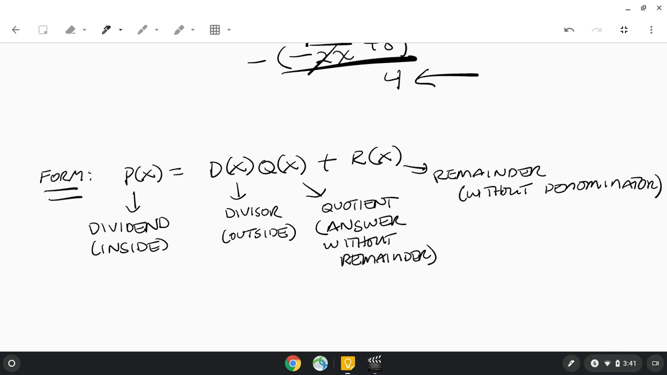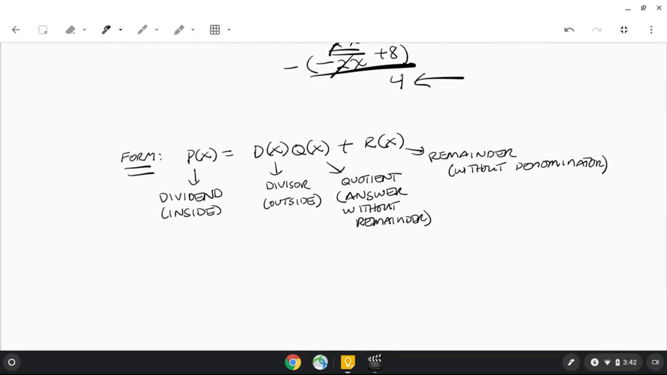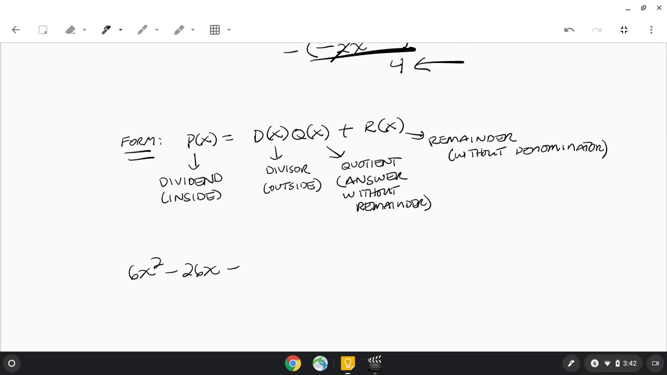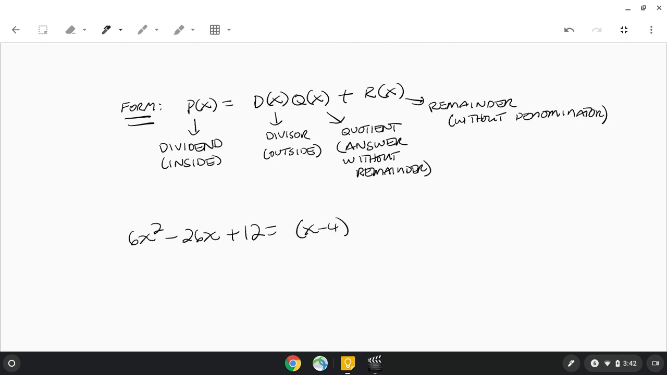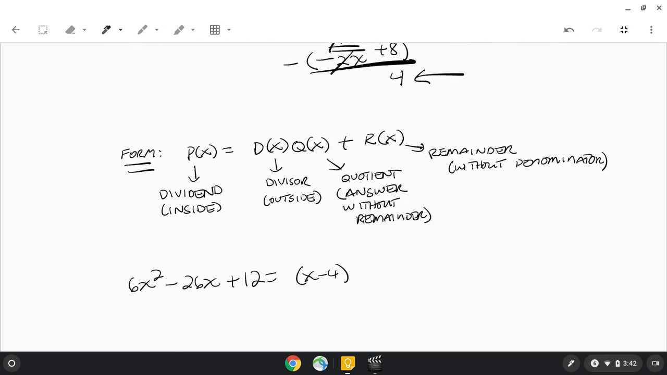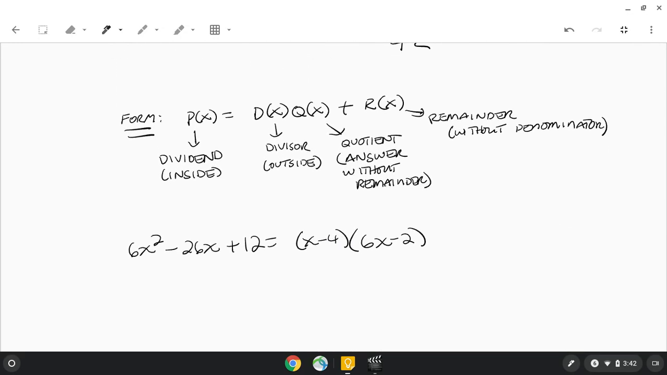If we were to rewrite p of x, the example, 6x squared minus 26x plus 12, that should equal the one on the outside, which is x minus 4, times your quotient, which is your answer without the remainder, so 6x minus 2, plus your remainder, which is 4. If your remainder were negative, then you would take the negative.